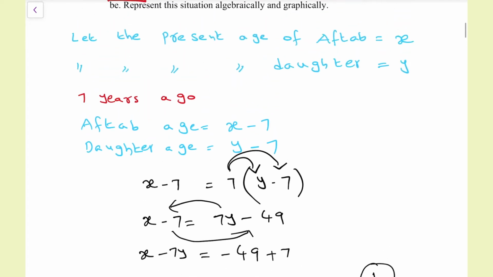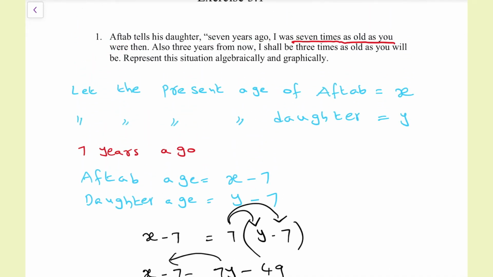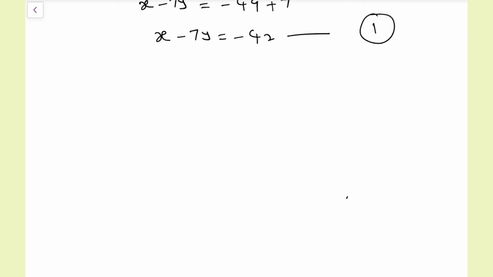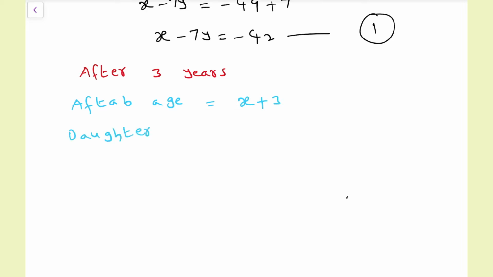Now, let us read the next question. Also, 3 years from now. 3 years from now means after 3 years. So, let us write the ages of both Aftab and his daughter after 3 years. After 3 years, Aftab age. Present age we took it as X, right? So now after 3 years what his age will be? X plus 3. Then what about his daughter? His daughter present age we took it as Y. So after 3 years her age will be Y plus 3. So we got her ages after 3 years.